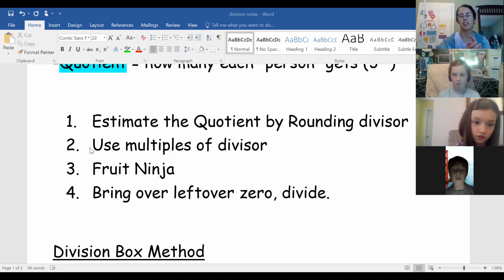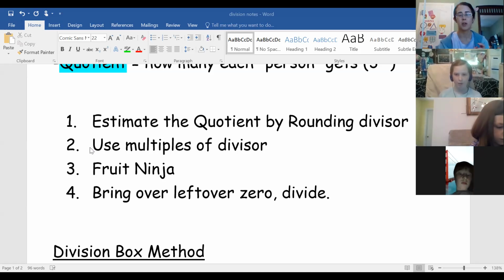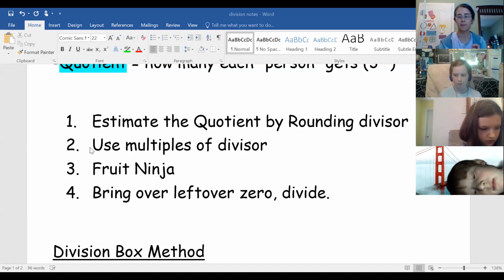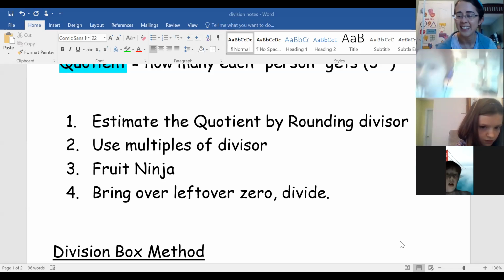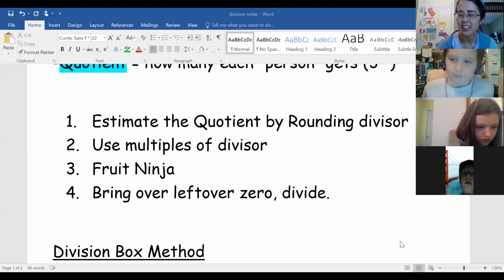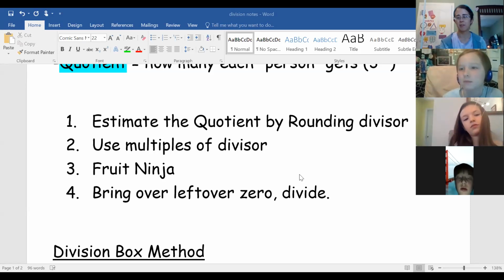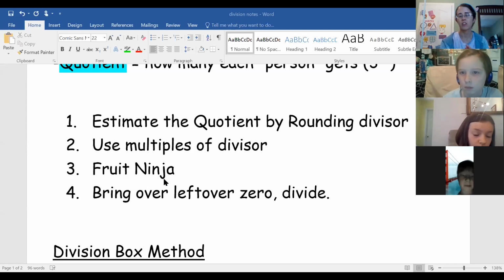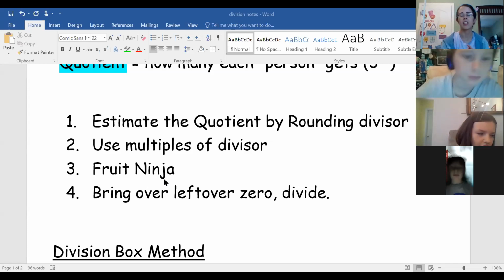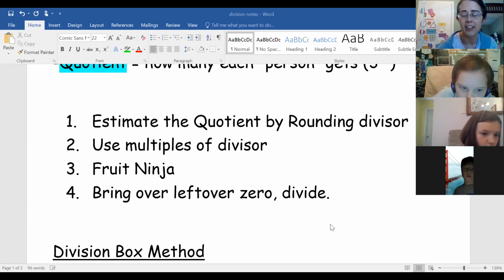Step 2 is what, Rosie? Use multiples of divisors. Use multiples, which we did practice using multiples in our mazes. Multiples is like skip counting. Number 3, Dash, is Fruit Ninja, which I will hopefully explain right before you guys log out. And step 4, Hadley? Bring over leftover 0, divide. Yes. So my friend Fruit Ninja is very fair.